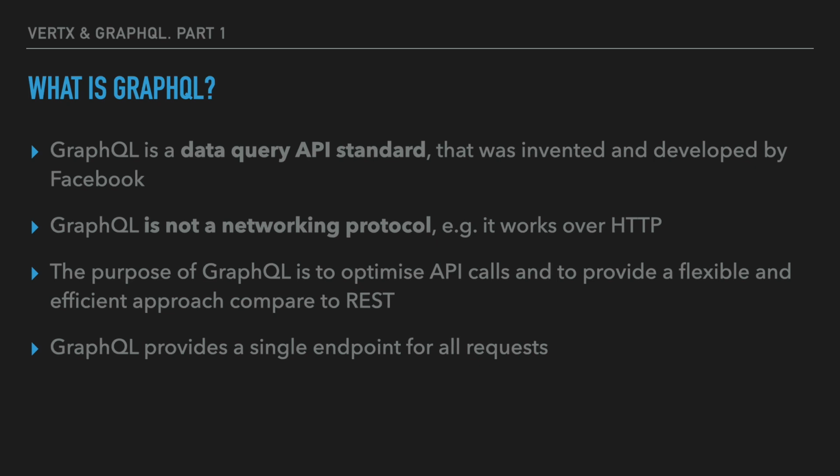Okay, let's start from the beginning and let's talk about what is GraphQL. Well, GraphQL is a data query API standard that was invented and developed by Facebook. So what does it mean to be a data query API standard? Well, technically speaking, GraphQL is not a networking protocol. In other words, GraphQL works over the HTTP networking protocol, the same way we do with the REST specification. So GraphQL is basically a specification in the way we design our endpoints.